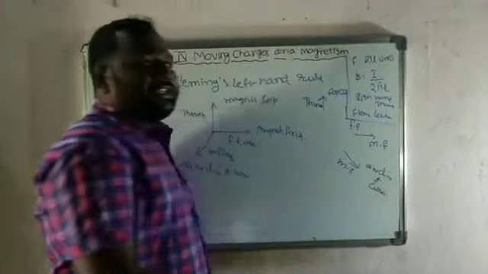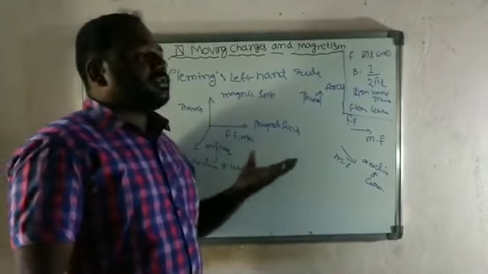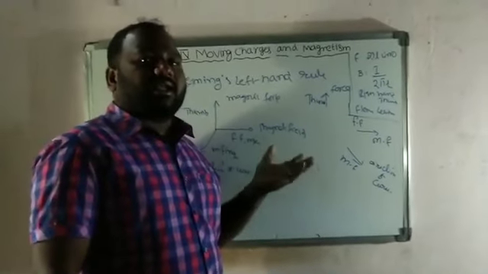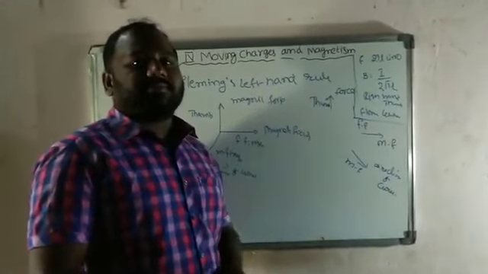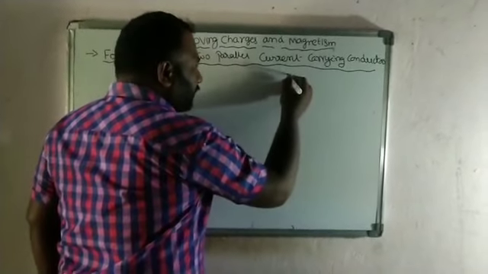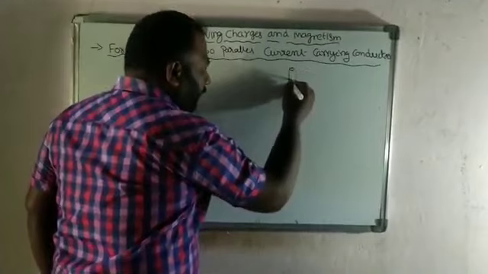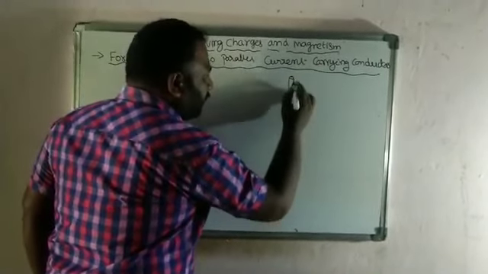Based on these four points, we are going to derive an important question: what is the force between two parallel current carrying conductors, and what is the definition of the ampere. Now see the force between two parallel current carrying conductors. Here I consider two parallel current carrying conductors. This is conductor 1.